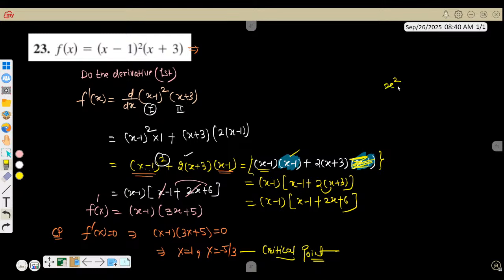So like that, x square, or if you have x, then minimum x is common. So after taking common x, we have this. So you got it? Yeah, I got it.